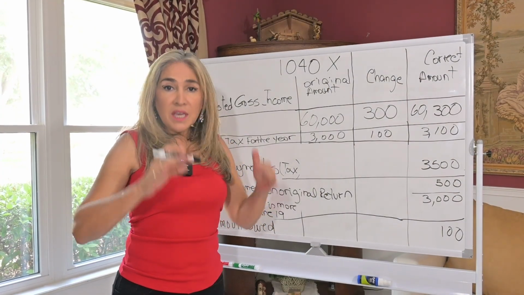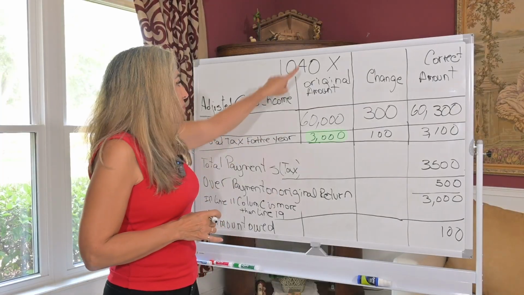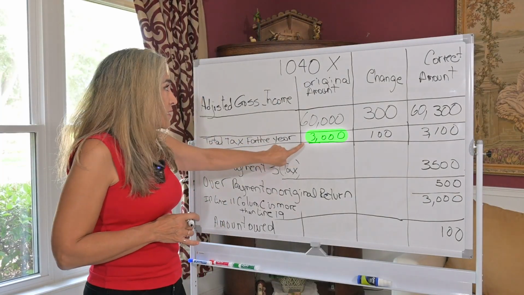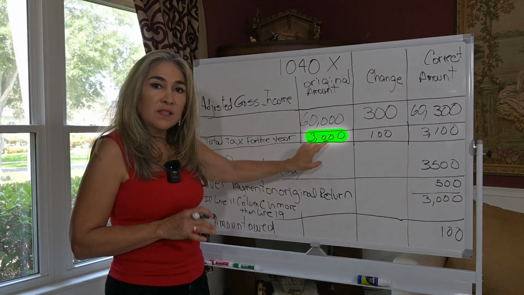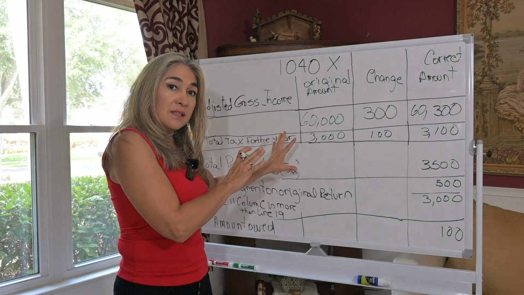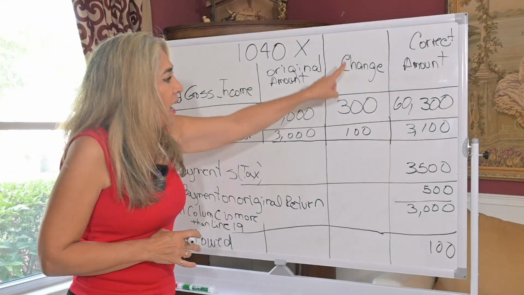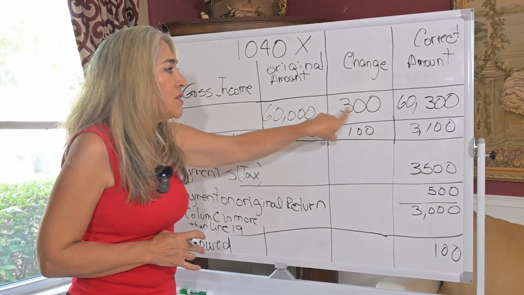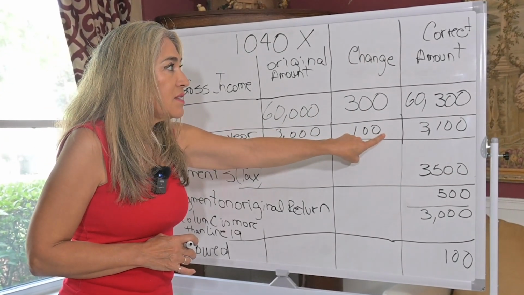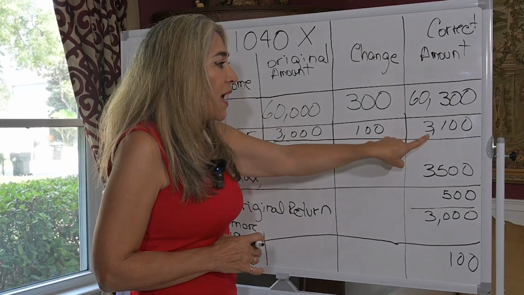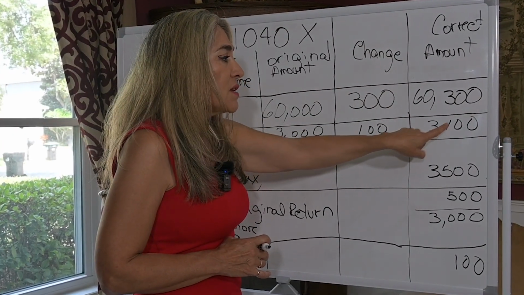Assuming that for the year you paid $3,000 in taxes. So this is the original amount, $3,000. That's what you owed in taxes for that particular year. Now, because you received $300 in interest income, you will owe an additional $100. So the correct amount for tax for the particular year is $3,100.